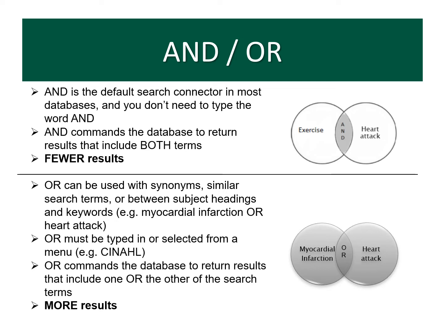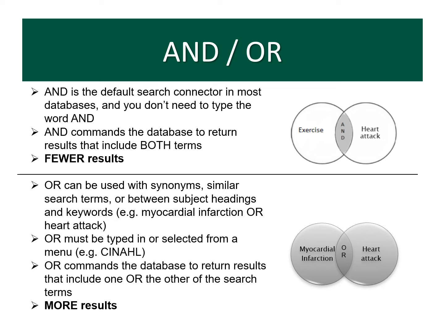Also, AND combines two words and the results must have both of those words. So you're going to see fewer results when you use AND. So I would use it for different concepts. In the diagram here, you'll see exercise, and heart attack, and the grayed area is actually the results you will get back because that set is the articles that have both words, exercise and heart attack.